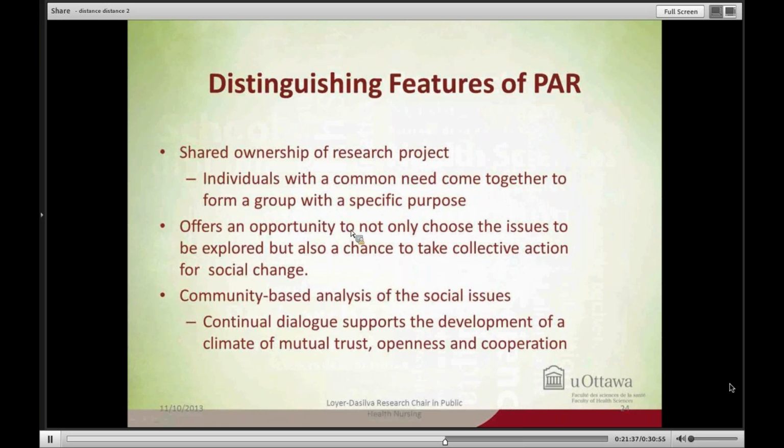So some of the distinguishing features of the PAR process is shared ownership of the project. So individuals with a common goal coming together to work to form a group with a specific purpose. It offers an opportunity to not only choose the issues to be explored, but also a chance to take collective action for social change. Community-based analysis of the social issues is also something that is integral in that process. So the continual dialogue supports the development of a climate of mutual trust, of a climate of openness and cooperation.